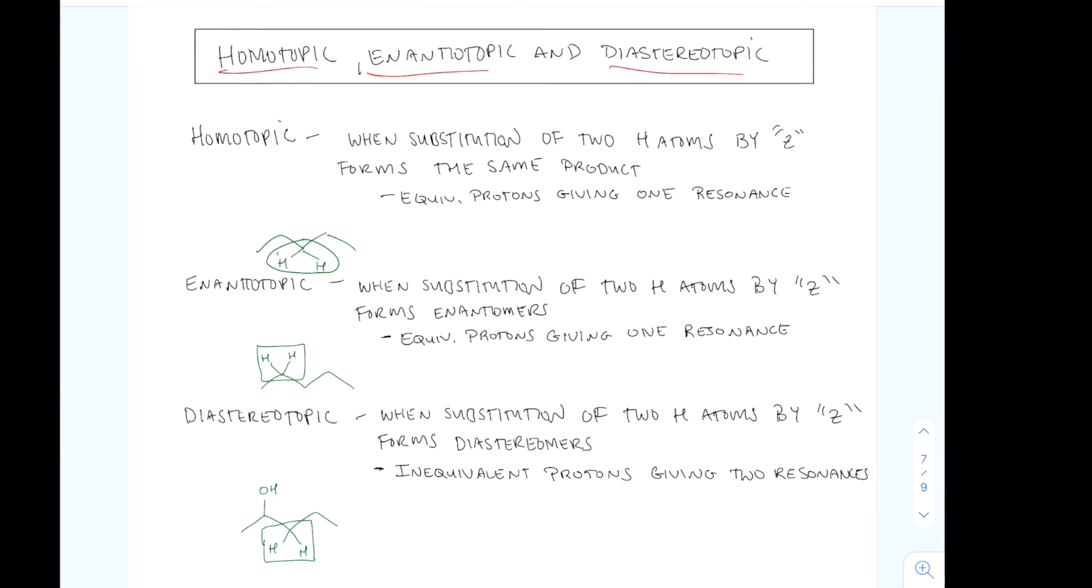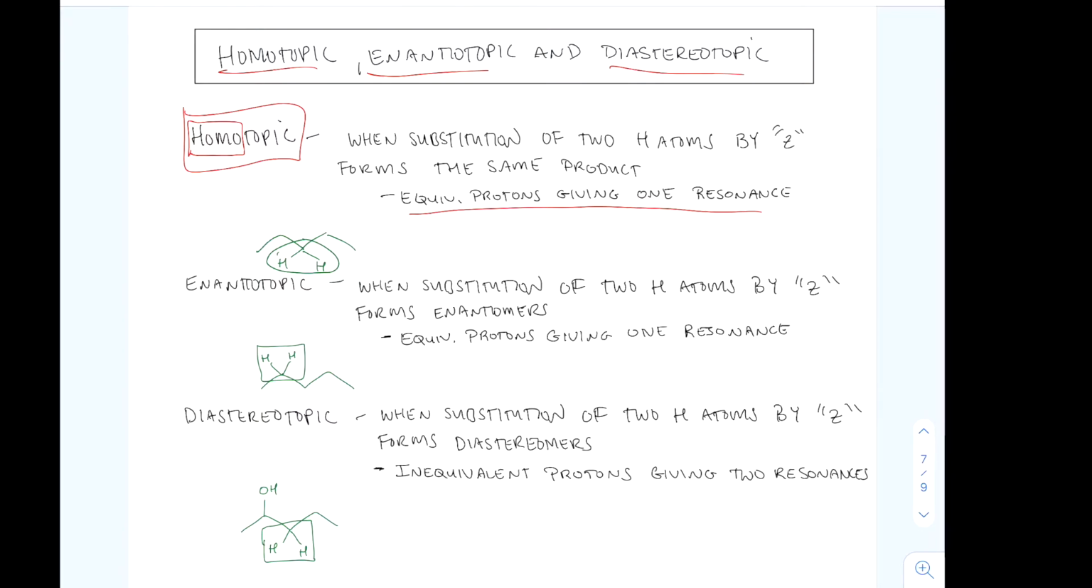Well, first let's take a look at homotopic. Homo meaning same, right? So homotopic protons are basically going to give one resonance. They are equivalent protons that give one resonance, or one signal in the proton NMR. Now, how do we determine this?